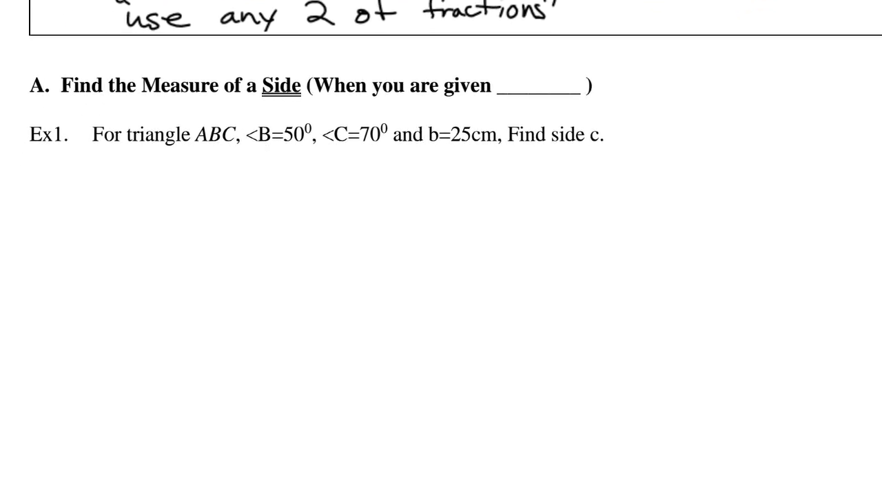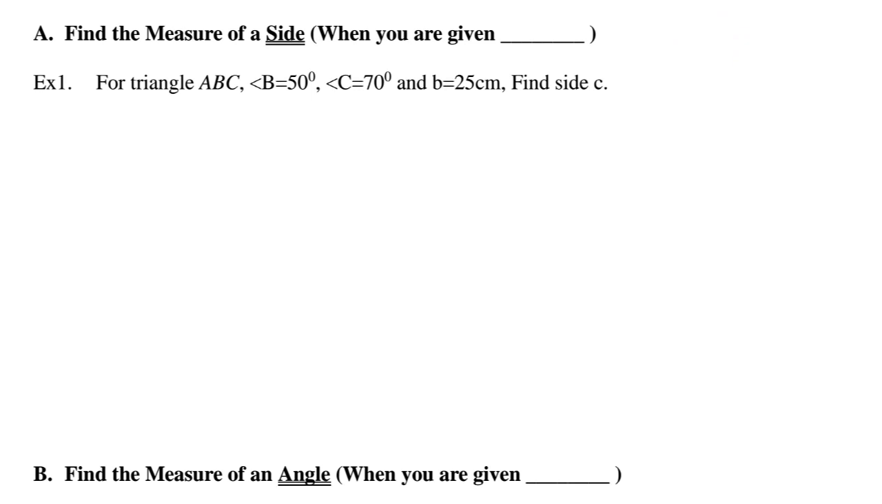All right, for the first example, we have find the measure of a side and here is what we're talking about. So imagine we have this first example. You have a triangle ABC with angle 50 for B, angle 70 for C, and side B is 25 centimeters. You know this is a sine sausage question because of the fact that we have side B and angle B as numbers in the problem.